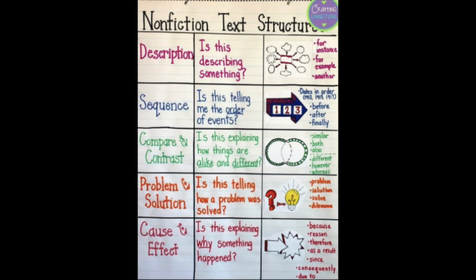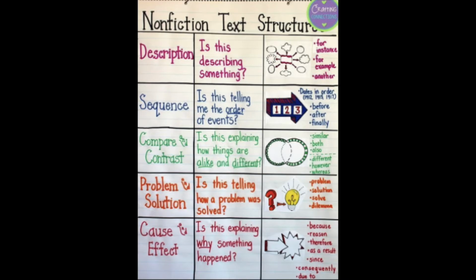The fourth text structure is problem and solution. So in this type of story structure, it will tell you about a problem and then will go on to tell you how that problem was solved. So it might use words like problem and solution, solve, dilemma. It might use these words to let you know that there was a problem occurring and how it was solved.